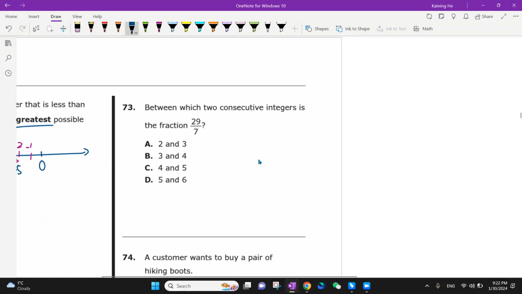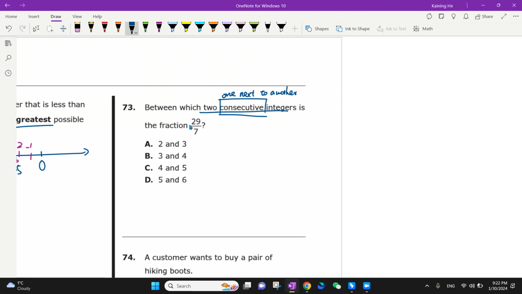Let's take a look at 73. Now it says between which 2 consecutive integers? Okay, we have a vocabulary word: consecutive. What it means here is one right next to another.